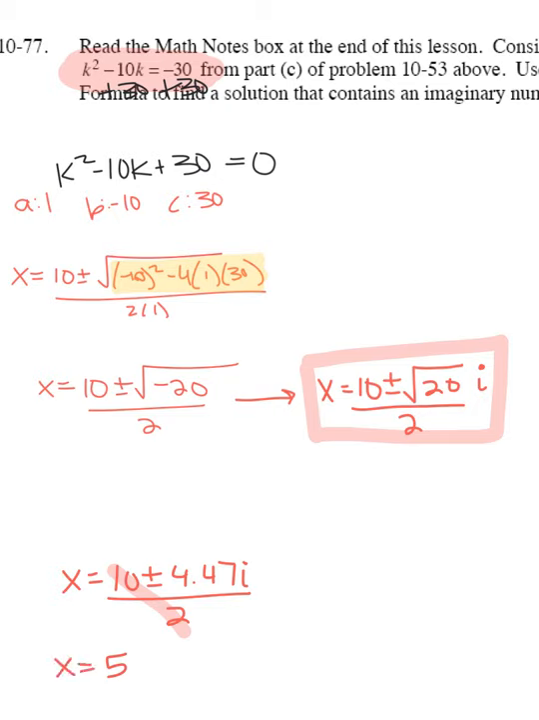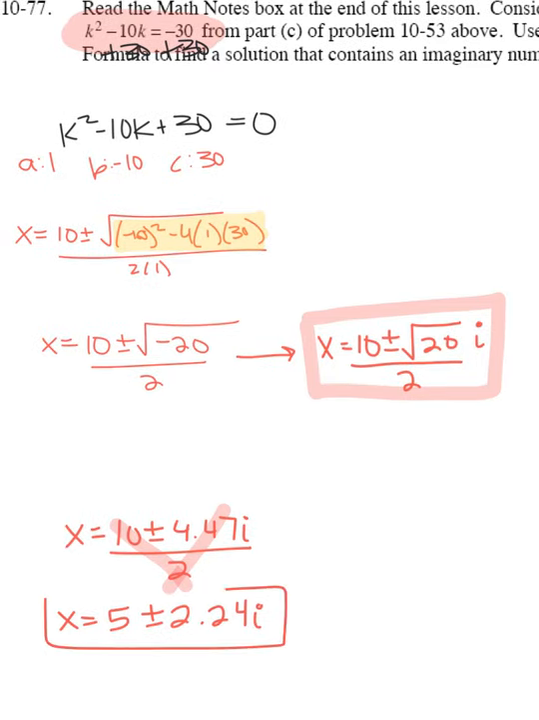plus or minus the 4.47 divided by 2, which is 2.236, we'll round it 2.24, imaginary. This shows our two answers as well. This is called decimal form. The other one was called exact form.